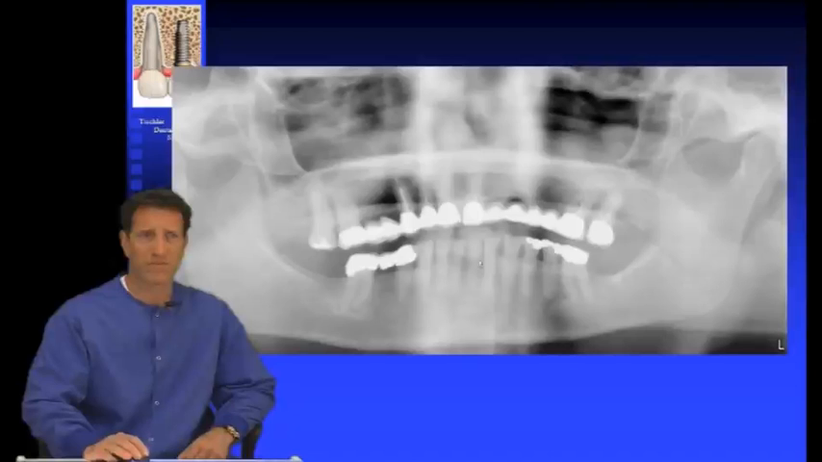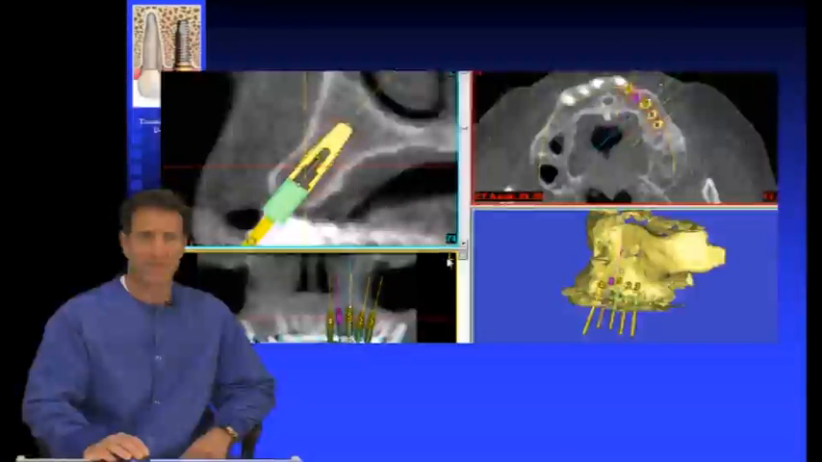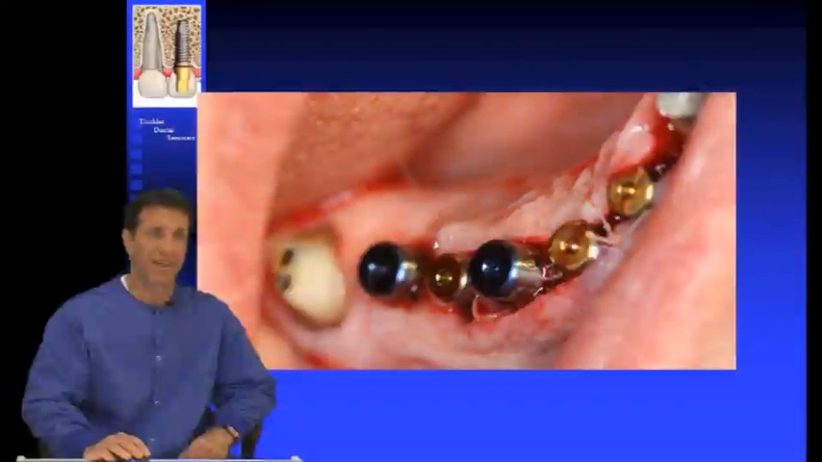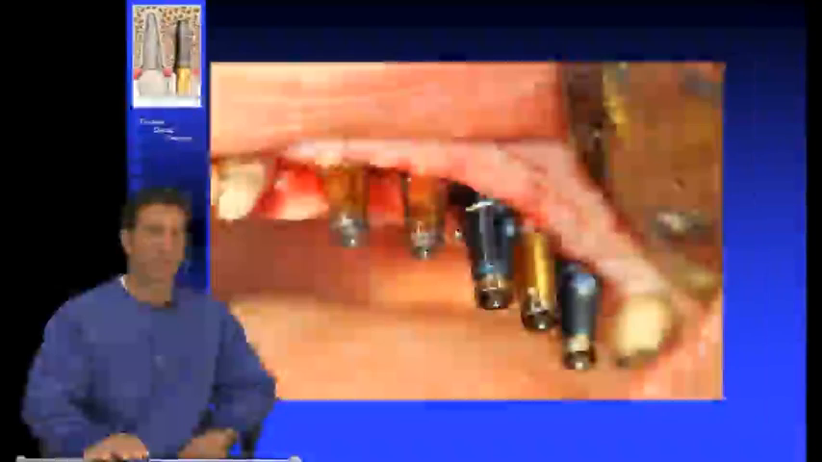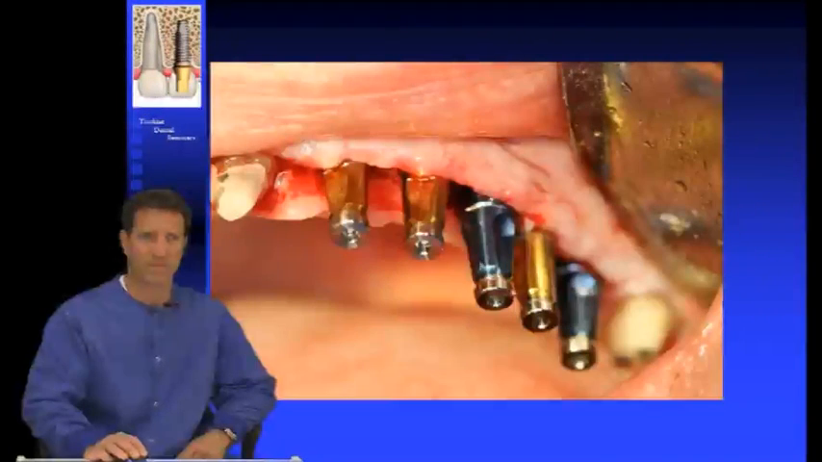One more case before I finish up. Long span bridge here that was failing. And I will then plan the case for implants. And I'll make a provisional. Patient will wear this provisional now for about 4 or 5 months. And then I uncover. I'll reline the provisional once I put the healing caps on. That's what I'm doing here.